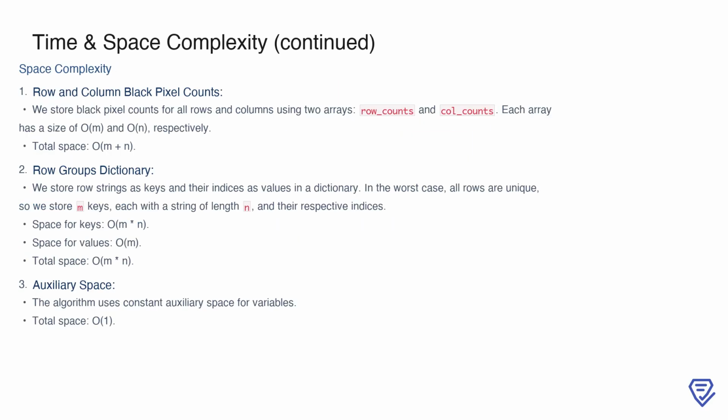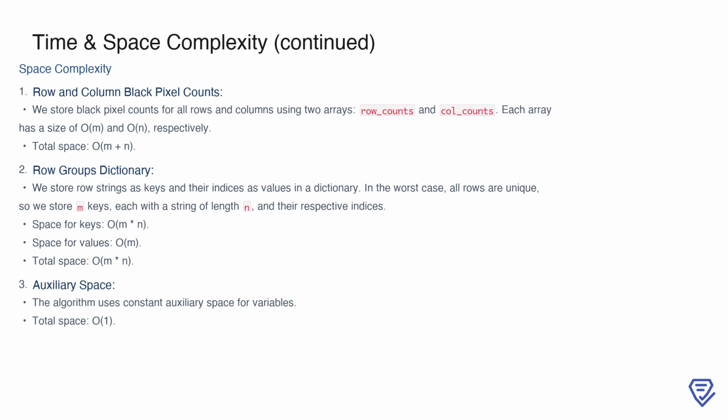Moving on to space complexity, we begin by looking at the memory used for storing black pixel counts. We maintain two arrays, one for row counts and one for column counts. The row counts array has a size of O(m), while the column counts array has a size of O(n). Together, these contribute O(m+n) space complexity.